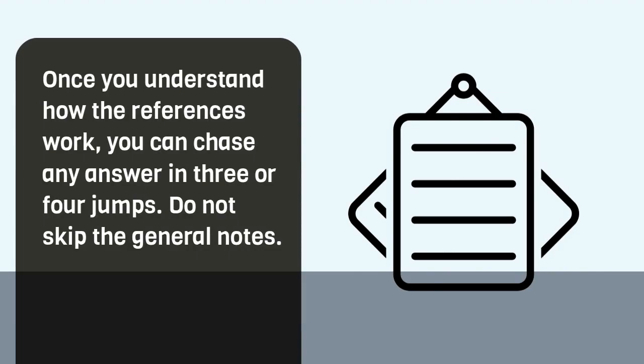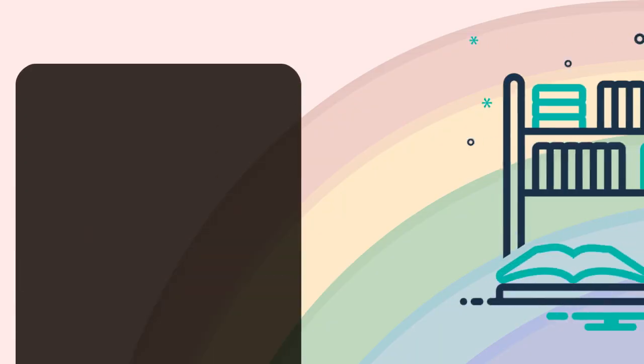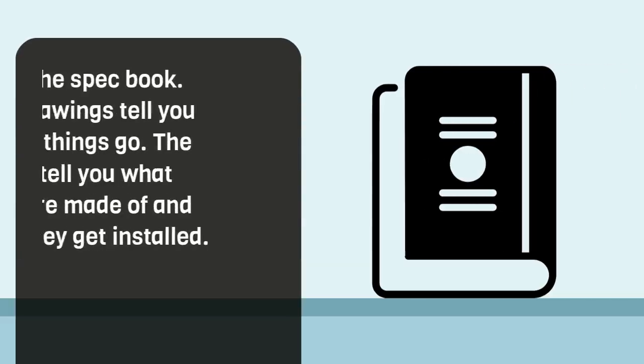Do not skip the general notes. The first few pages of every discipline have general notes that apply to the entire set. They tell you which code edition is in play, what concrete strength is required, what fire ratings the walls need, what the typical mounting heights are. The office reads those pages cover to cover before the project starts. You should too.